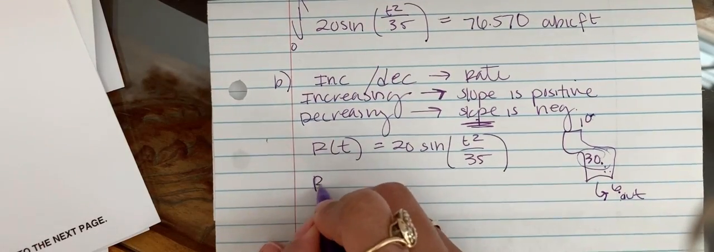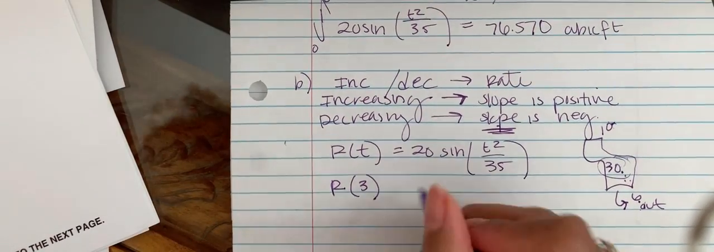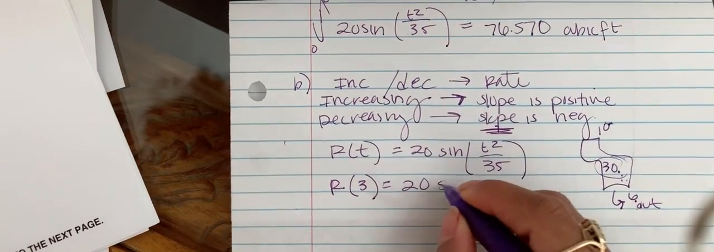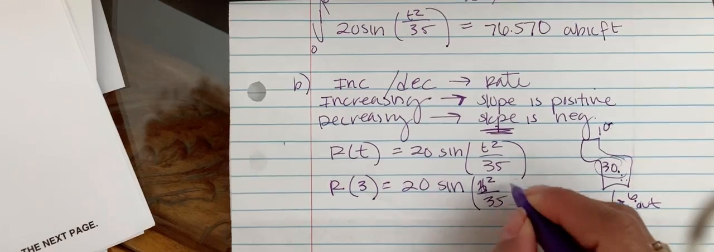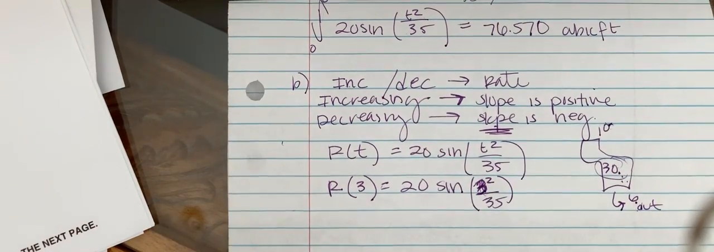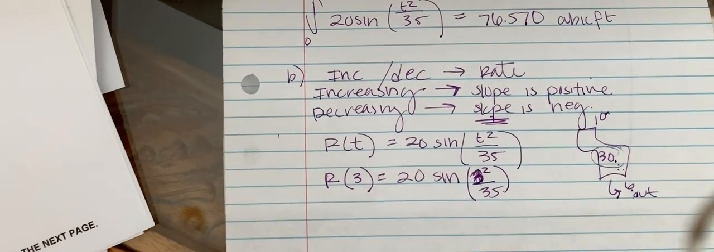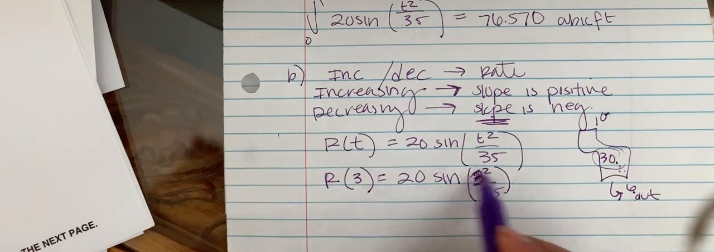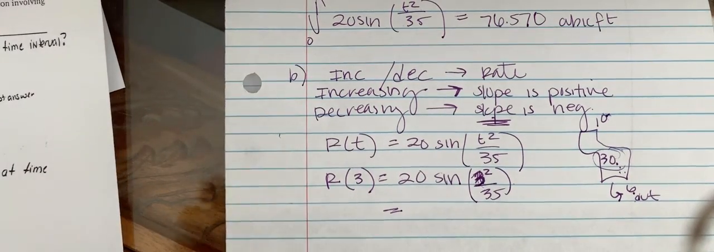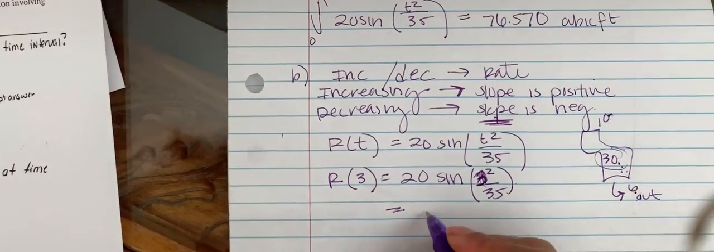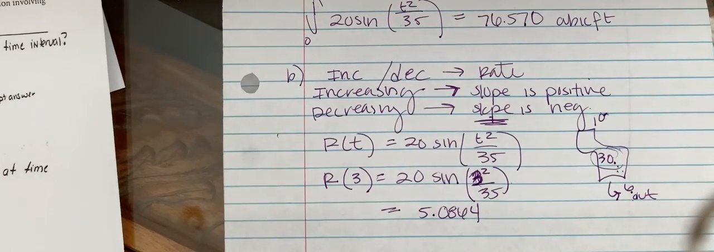So we're going to take R of t, and we're going to plug in 3. So that means we're going to get 20 sine of 3 to the second power over 35. If you have a calculator, you can pause the video and find that answer, right? So we have 9 over 35, take the sine of it, multiply it by 20. Once you plug this into your rate equation, you're going to get the answer 5.0864. But what does that mean?